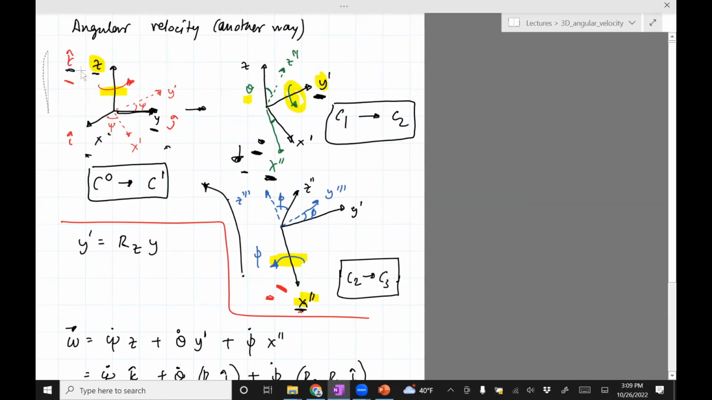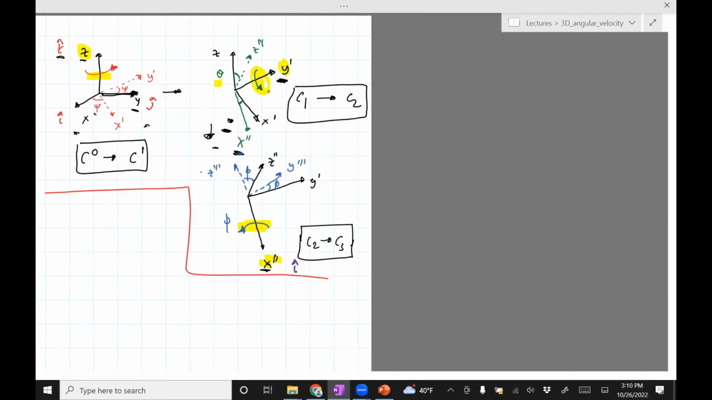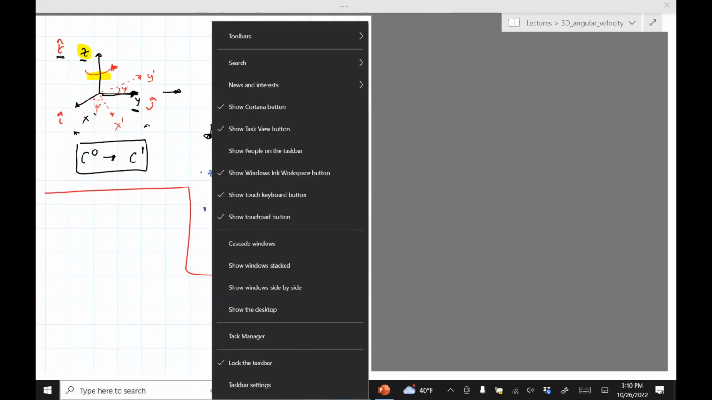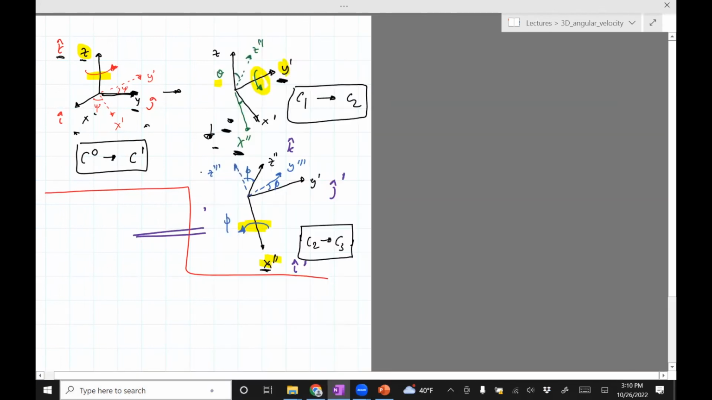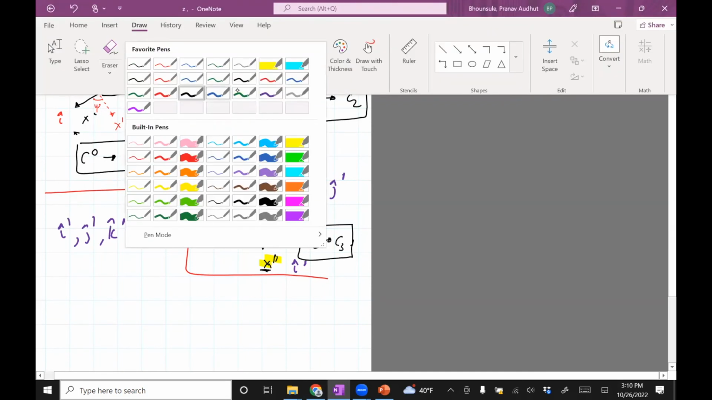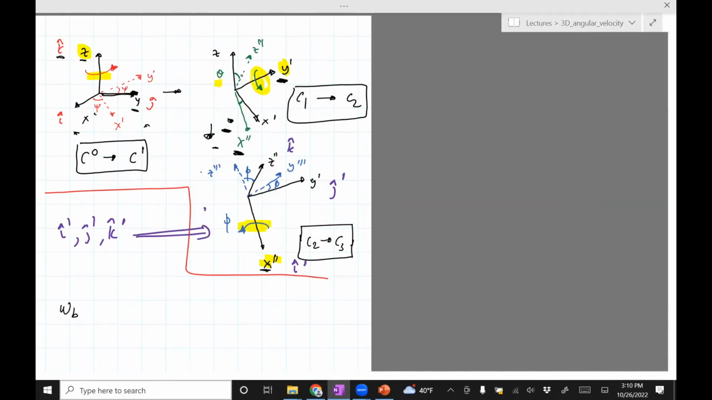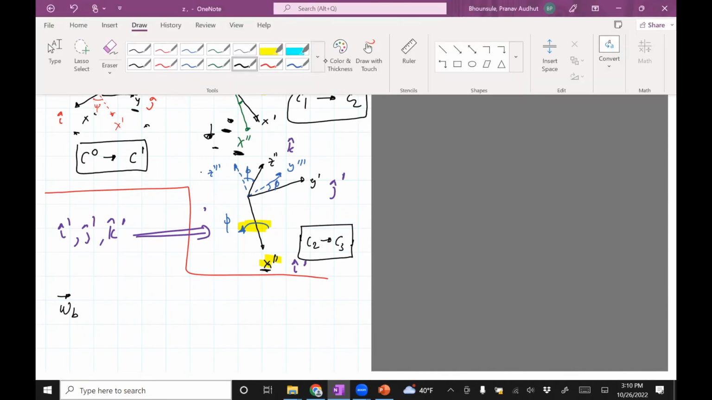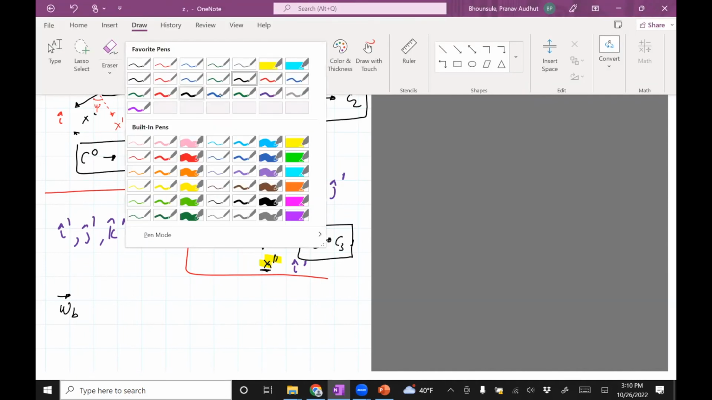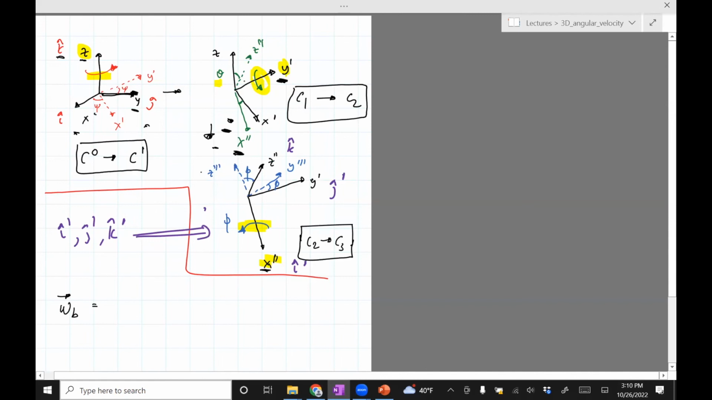Let's copy this figure again. I prime, j prime, k prime, right here, in this configuration. Now, I want to write the angular speed in the body frame, and I'll try to write it in terms of i prime, j prime, k prime.